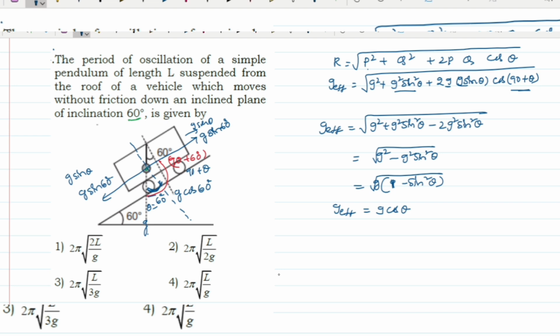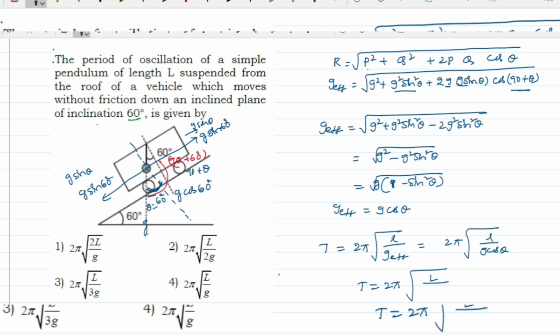Then, when the vehicle is moving down, the new time period will be 2 pi root over L by g effective. Instead of g effective, you can write 2 pi root over L by g cos theta. That means 2 pi root over L, the length of the pendulum, by g cos 60, since theta is given as 60 degrees. Cos 60 is 1 by 2, so it is 2 pi root over 2L by g. So this is the correct answer.